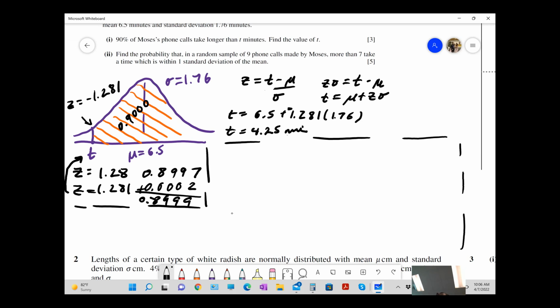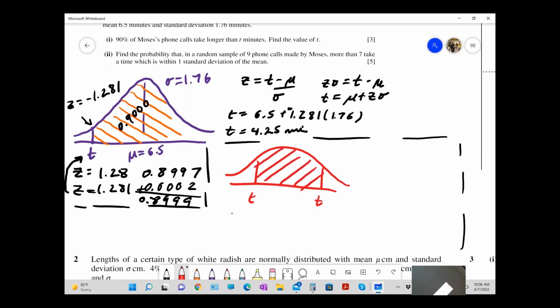Find the probability that in a random sample of 9 phone calls made by Moses, more than 7 take a time which is within 1 standard deviation from the mean. So here's what they want you to figure out. First of all, you need to figure out these 2 times that are exactly at a z of 1 and a z of -1. That's the first step.